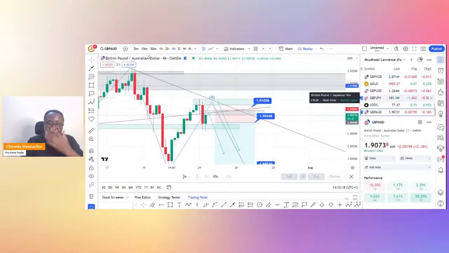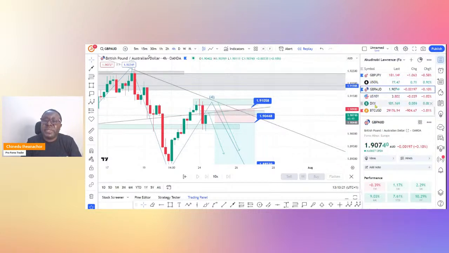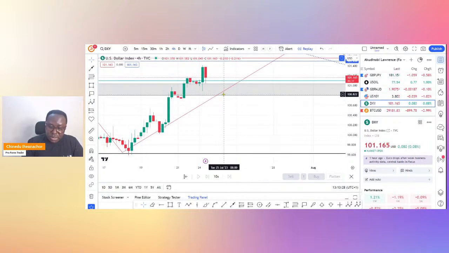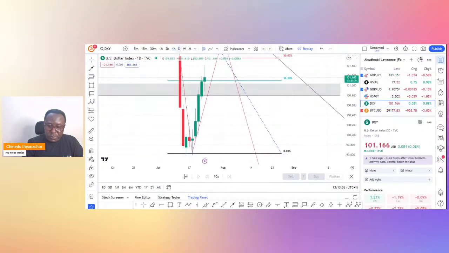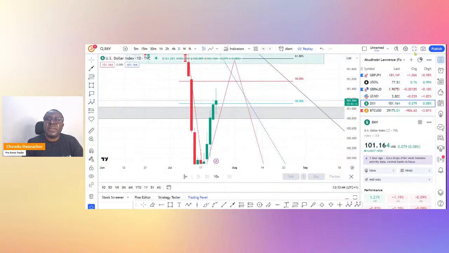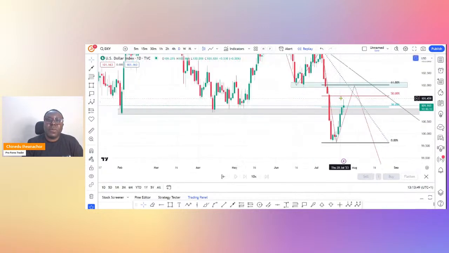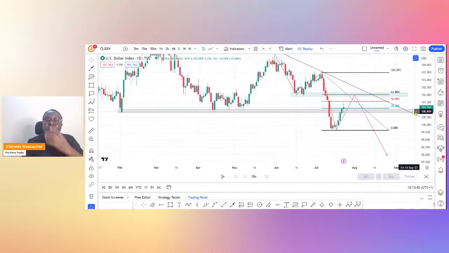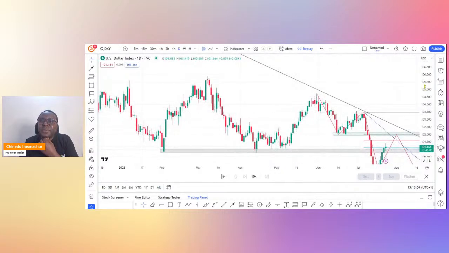I want to take it in order. Next currency pair is the USD JPY. Okay, before the USD JPY, let's look at the dollar strength index. The dollar strength index. Dollar strength index on the daily time frame. On the daily time frame.